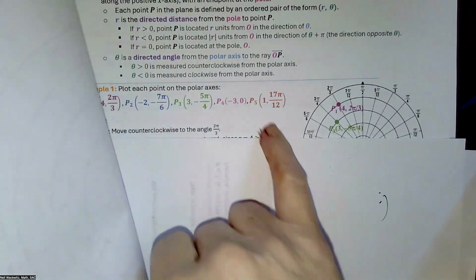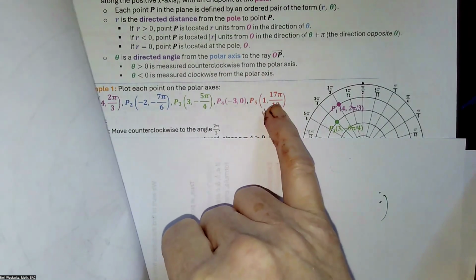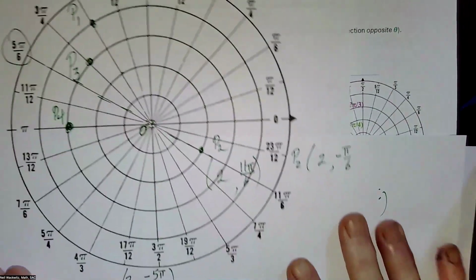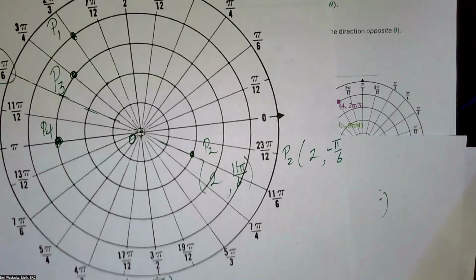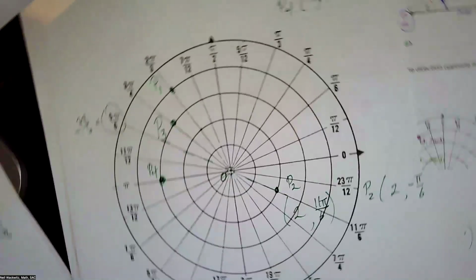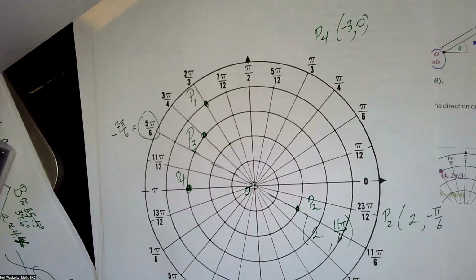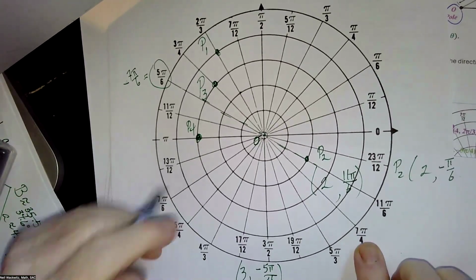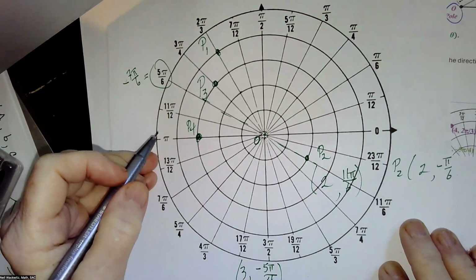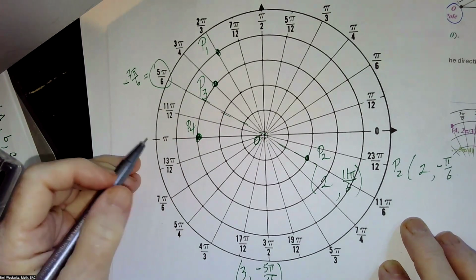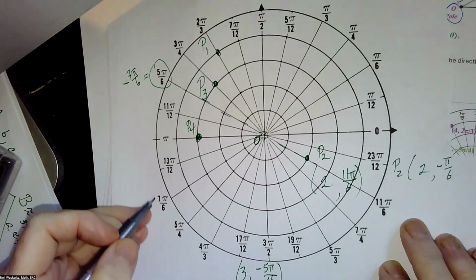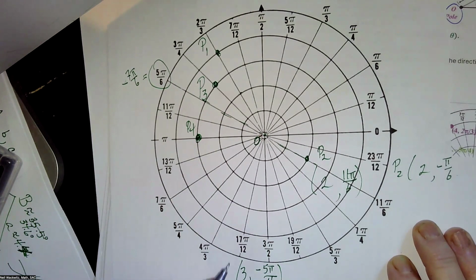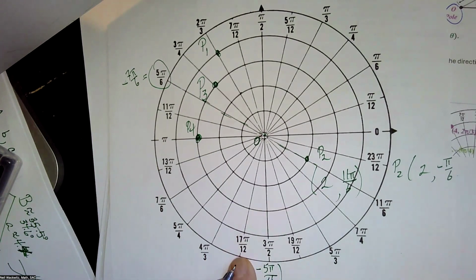And then finally, we have P5, which is (1, 17π/12). And I did that because this particular polar graph paper is marked off in 12. So let's see, I have 11π/12, 12π/12, 13π/12, 14π/12, 15π/12, 16π/12, 17π/12. So here's our angle.